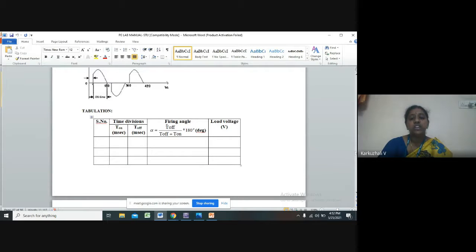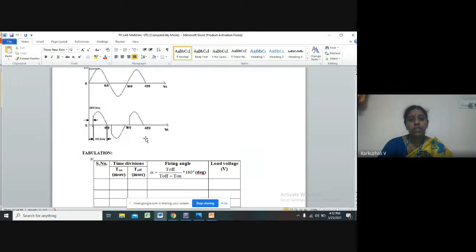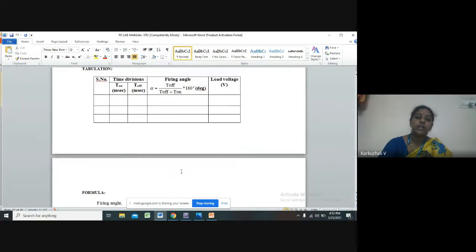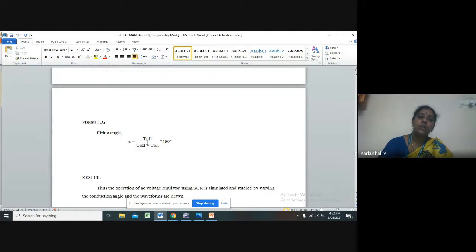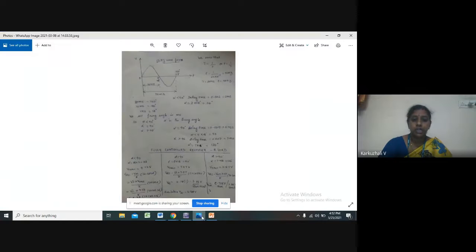So you can vary the firing angle and find out the load voltage that will keep varying with the variation in the firing angle. So directly we will go to the formula for firing angle: alpha equal to off time by total time into 180 degrees. The concept behind is this one. This is the waveform you can see here. In this we know that time period T is equal to 1 by f.